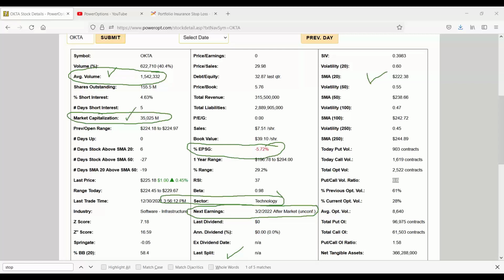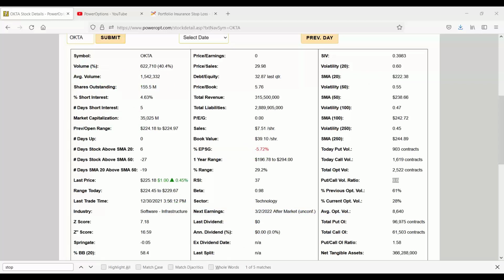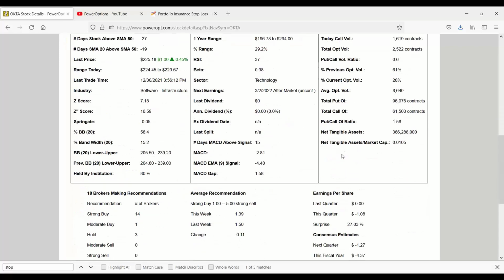What you may be more interested in is some of the other information. Now, I'm not glossing over these things such as the put-call volume ratio and the put-call open interest ratio. I just typically don't use those. If you do use those, they're here for you. I don't pay too much attention to the SMA 50, SMA 100, or SMA 200 or 250, but if you use those, you can see those here as well.